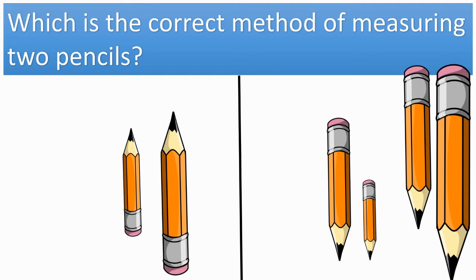Which is the correct method of measuring two pencils? As you can see on the screen, on the right hand side, the ends of the two pencils are touching the surface, and on the left hand side, the ends are not touching the surface properly. So students, the right method is on the right hand side.